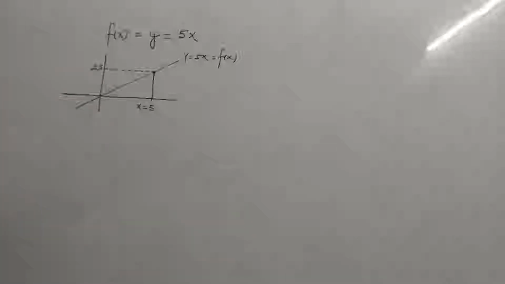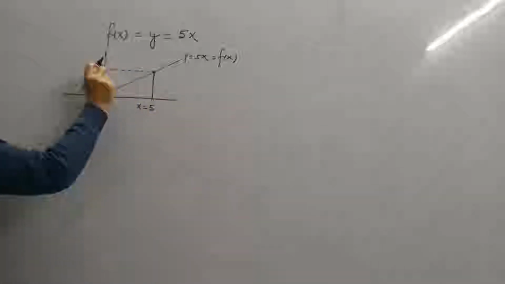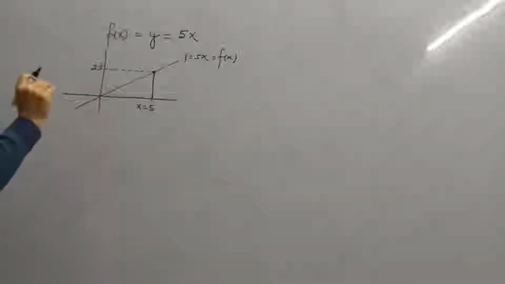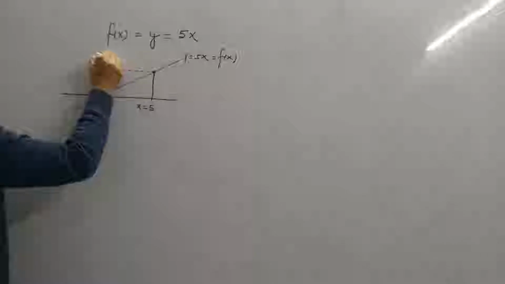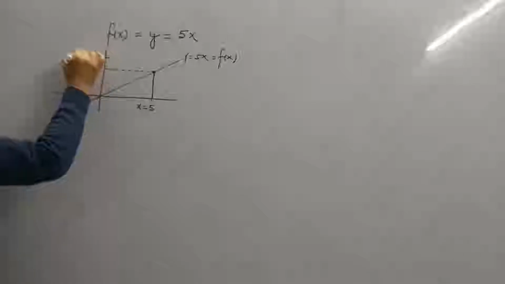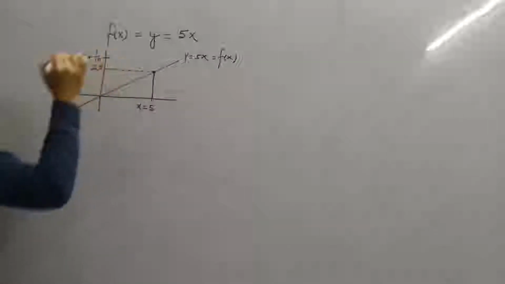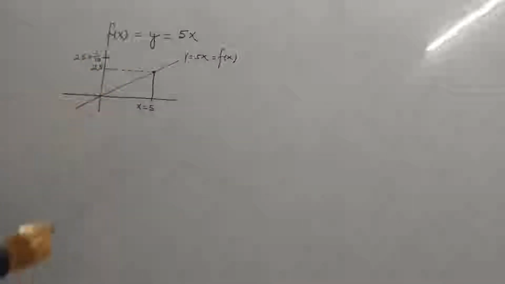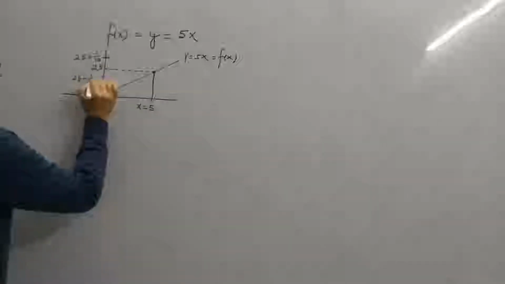Now you have to understand this concept very, very carefully. See, this value is 5, this value is 25. That is for sure. This is in front of you. Now let me do one thing. I'll take a slightly higher value as compared to 25. Let's say this is 25 plus 1 by 10. And I'll take a slightly lower value. This is 25 minus 1 by 10.